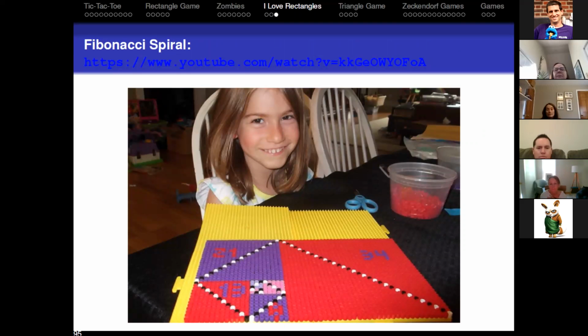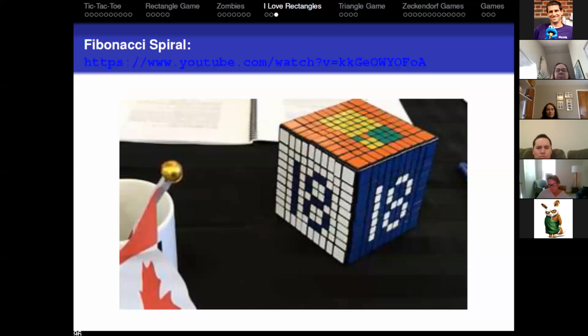So there's a great video on a lot of applications and instances of the Fibonacci numbers. My daughter and I, a couple of years ago, with a little help from my son, made the Fibonacci spiral out of fuse beads. This is from a cube that I made from a Fibonacci conference.